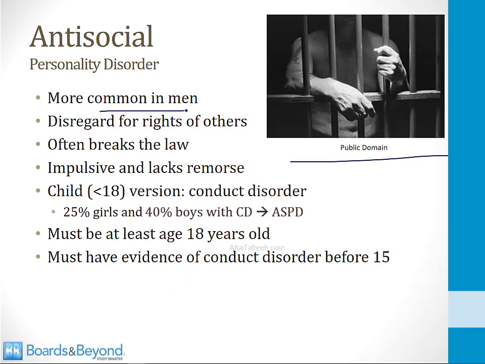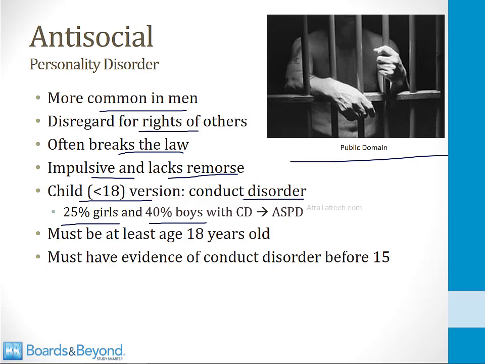Patients with this personality disorder have a disregard for the rights of others. They often break the law. They are impulsive and they lack remorse. And like I said before, many patients with this personality disorder end up getting arrested or sent to jail. Now, if this occurs in a child less than 18 years of age, this is called conduct disorder. And 25% of girls and 40% of boys who have conduct disorder will go on to develop antisocial personality disorder when they become adults.